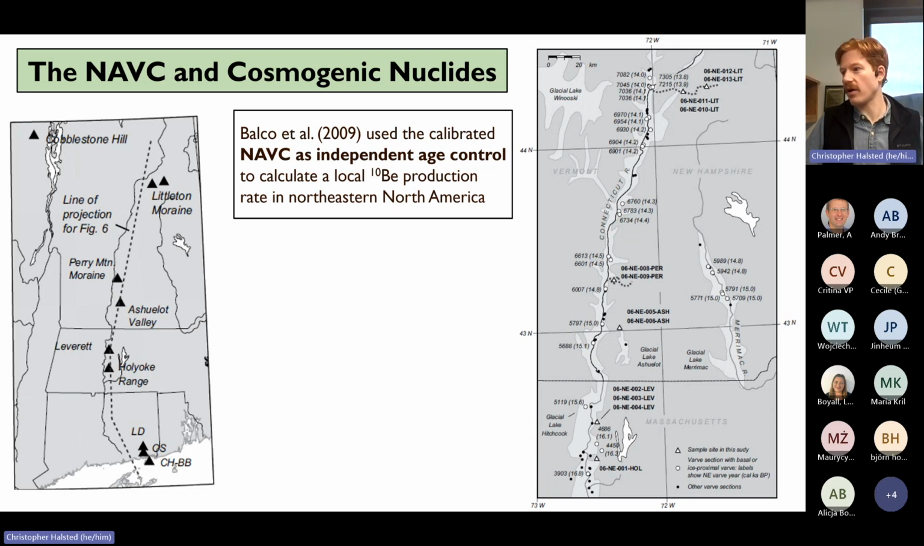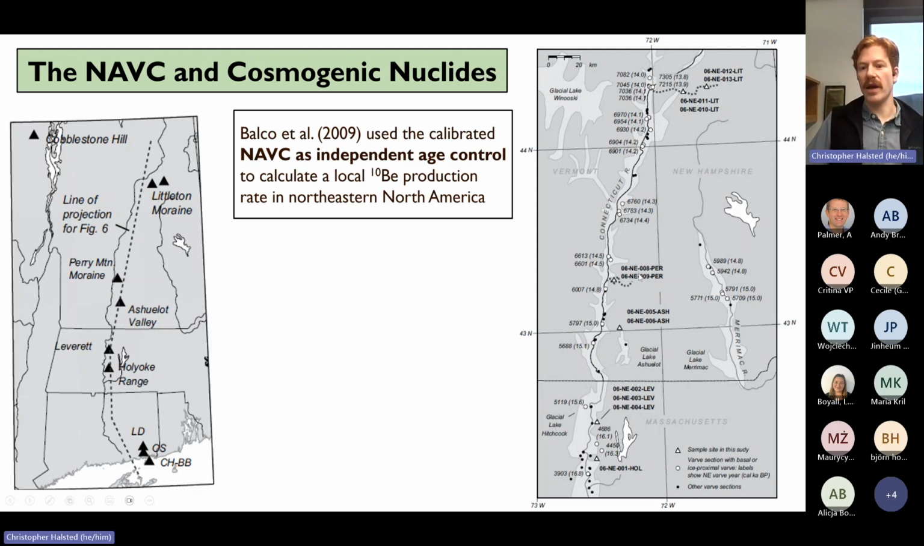In white are the varves that are ice proximal varves, and in black are other varve sections. All of them are correlated to the North American varve chronology, and so they have a robust age constraint based on that calibration. That's what's shown here. We've got varve years, and then in parentheses, the date in thousands of years ago.